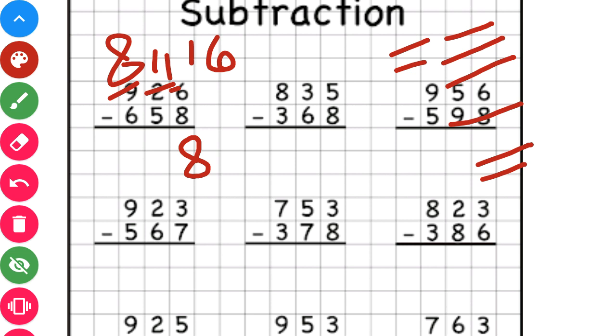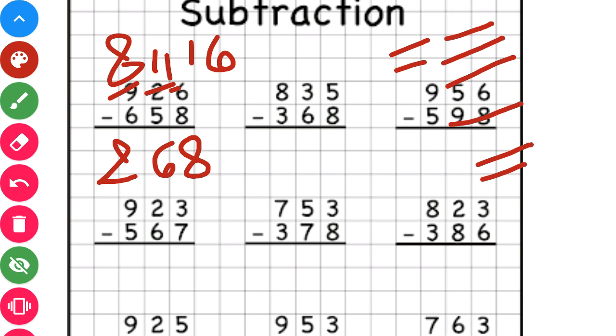Now count after 5 to get 11: 6, 7, 8, 9, 10, 11. How much? 6. And at the hundreds place, which number do we have? We have 8 there. So 8 minus 6, we will get 2.